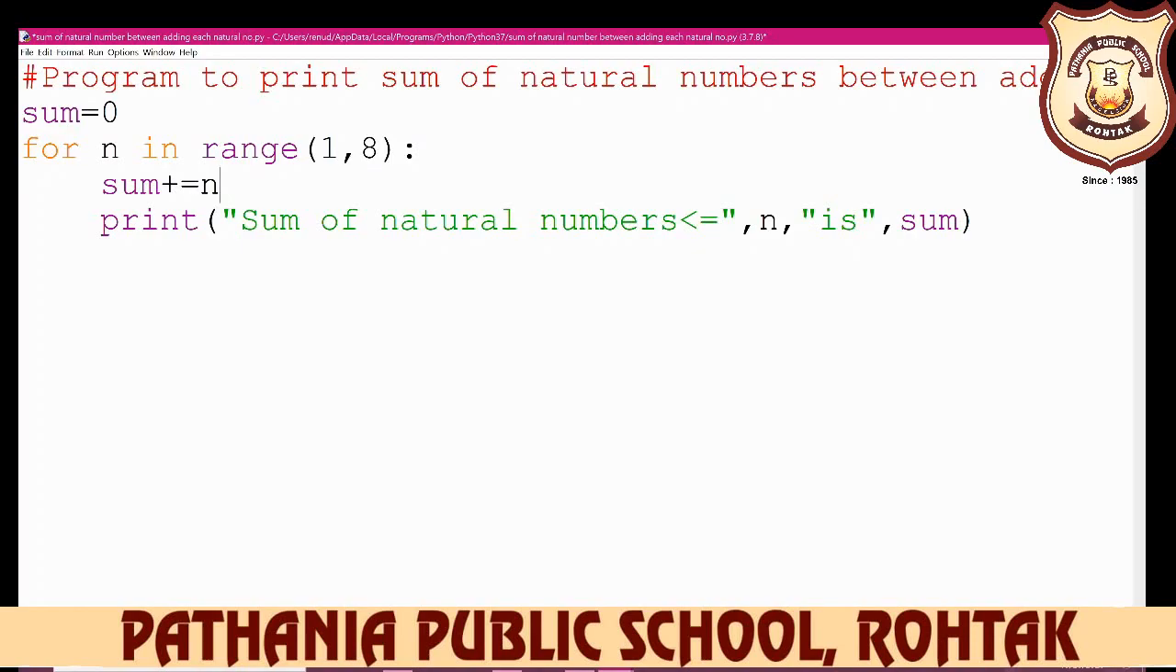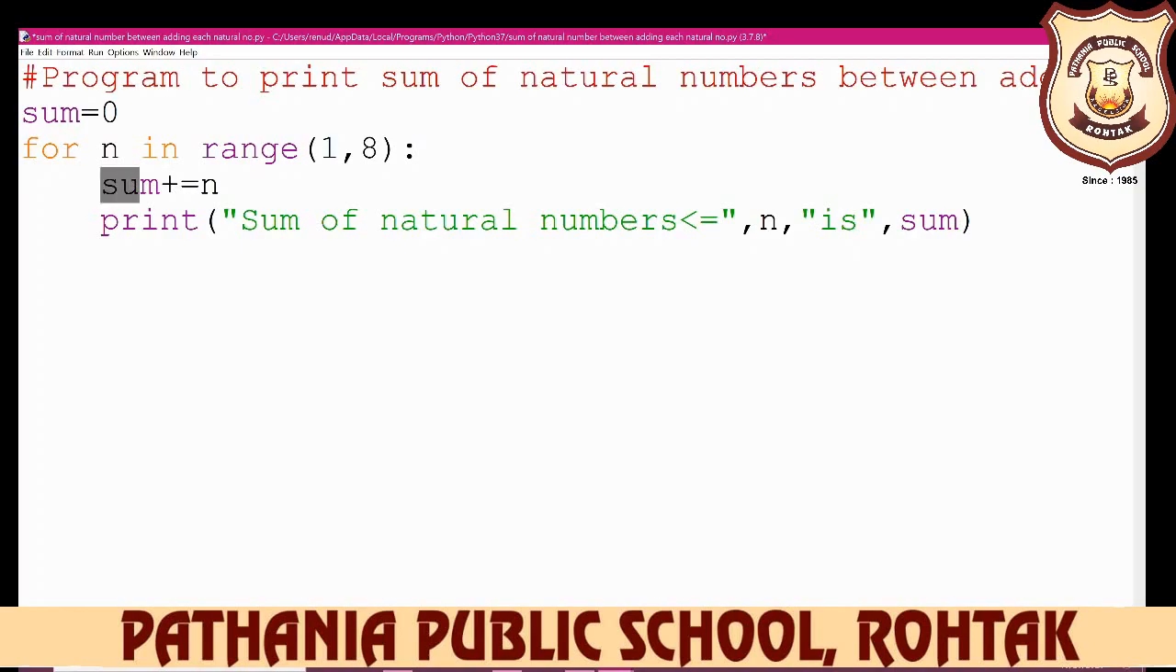But if we want to display the sum of the first 10 natural numbers, then you write 1 comma 11. Okay, then it displays the sum of 1 to 10. So here we write only 8 because we want the natural numbers 1 to 7.